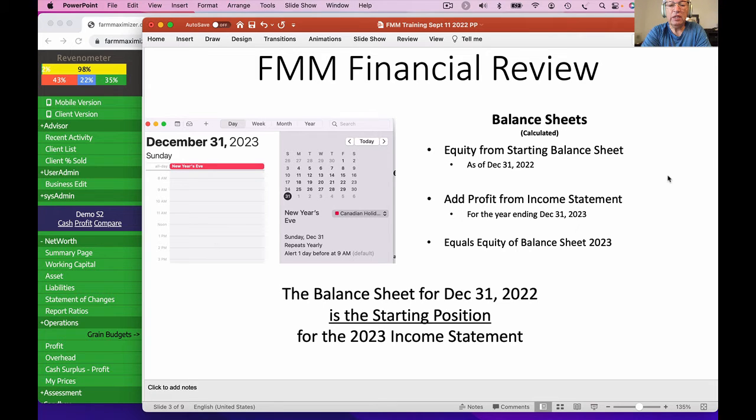So a balance sheet as of December 31st, 2022 will have an equity starting position. And when you add the profit from that income statement for the year of 2023, it's going to equal the equity of the balance sheet of 2023. So they are connected. You have your starting balance sheet, your year of profit, and it creates an ending balance sheet. And an ending balance sheet for 2022 is the starting position for the 2023 income.